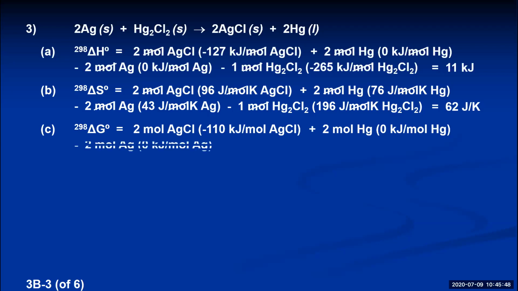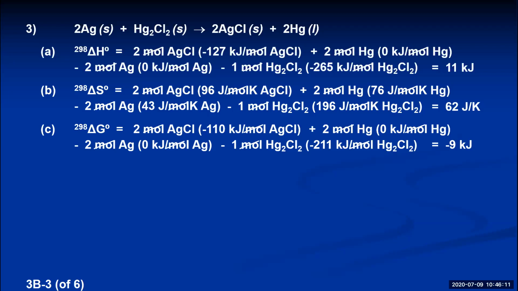Over to the reactant side, minus 2 moles of silver multiplied by its standard free energy of formation, which is 0 because it's an element in its standard state. And then minus 1 mole of mercury 1 chloride multiplied by its standard free energy of formation, which is negative 211. Moles cancel out. The answer comes out in kilojoules, and I get negative 9 kilojoules.